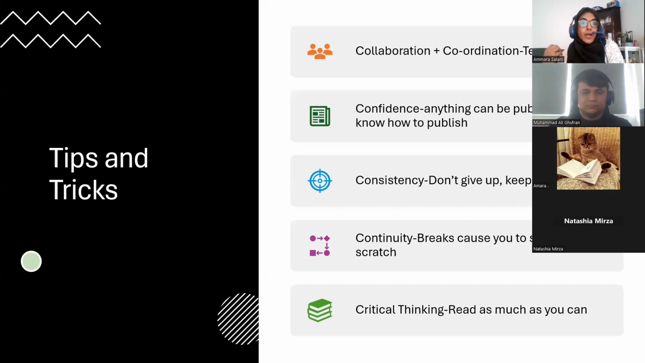Take people on board, try to have teamwork. This is not something that you can do alone. Second is confidence. This is very true. Anything can be published if you know how to publish.